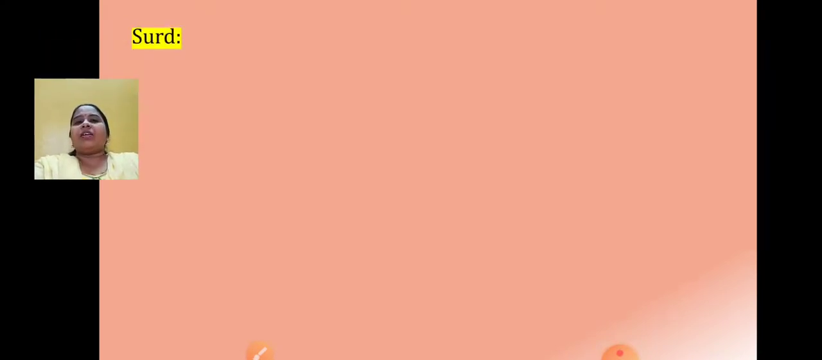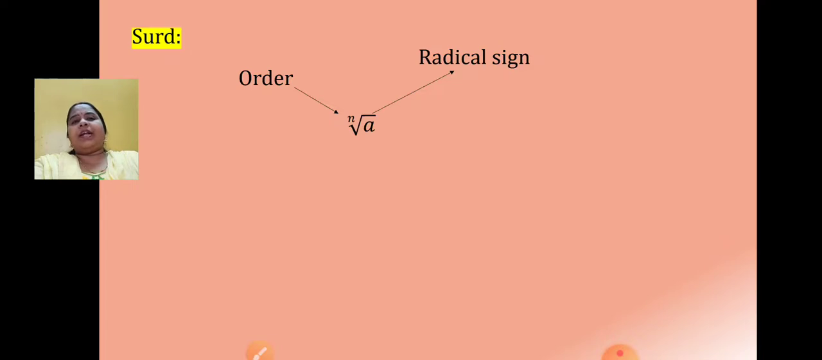After this, we have learned one more very important concept about surds, right? So many find it difficult. Let us quickly understand the basic definition of it. Nth root of a is called as a surd when this number which is written here as n is called as the order. The sign which is used here is called as a radical sign, and the number which is written inside the radical sign is called as a radicand.